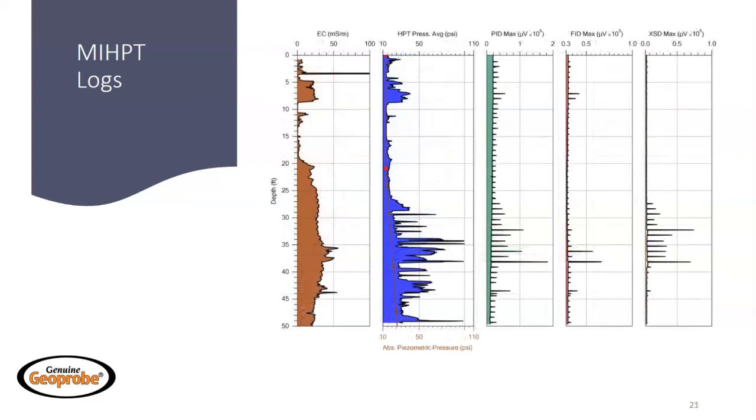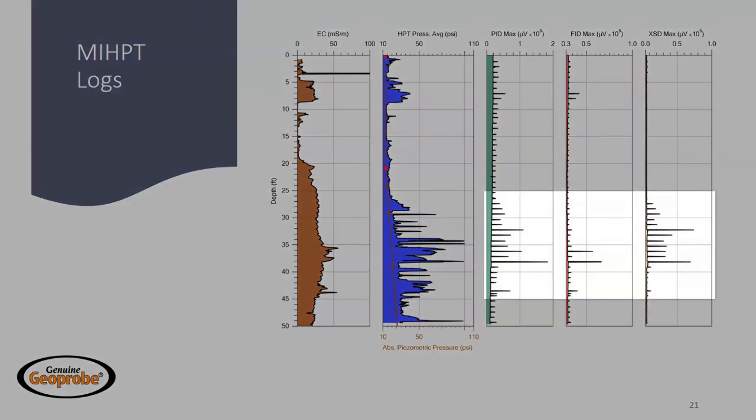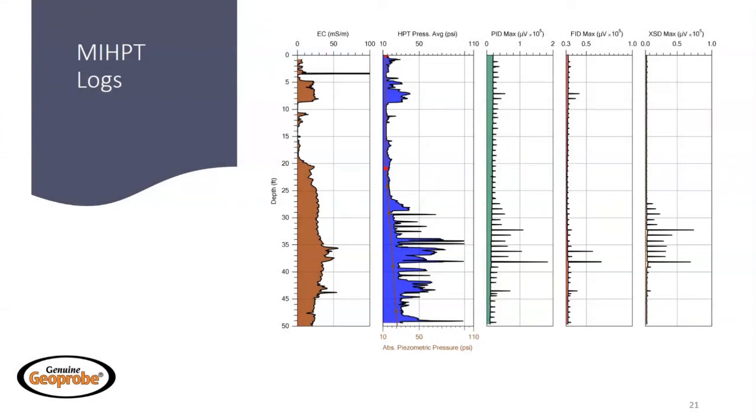Now we will look at a couple of low-level MIP logs. Don't let the spikes fool you, just focus on the patterns displayed by the detectors above any background that may be present. Here in the top 10 feet, we see similar PID-FID responses without any XSD, so it's likely petroleum hydrocarbons. Below 25 feet, the pattern changes, and the PID and XSD show a similar pattern. Here we have a halogenated double-bonded compound, perhaps PCE or TCE.